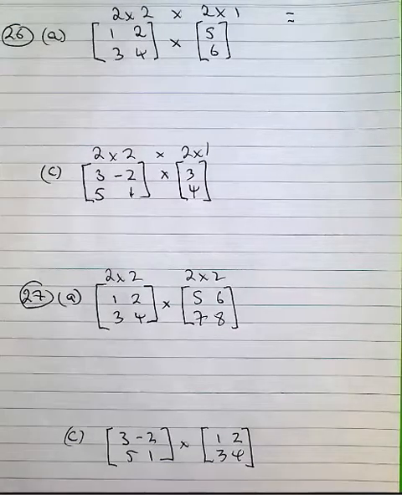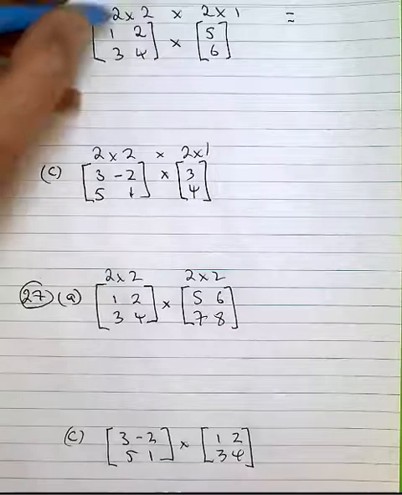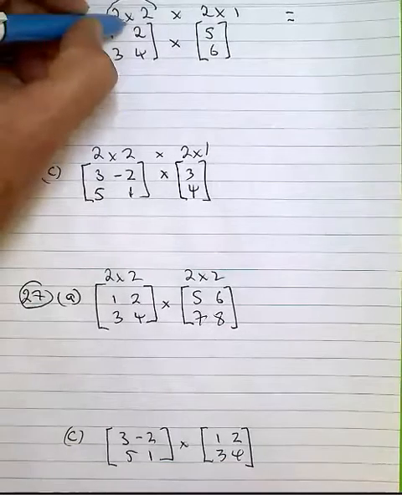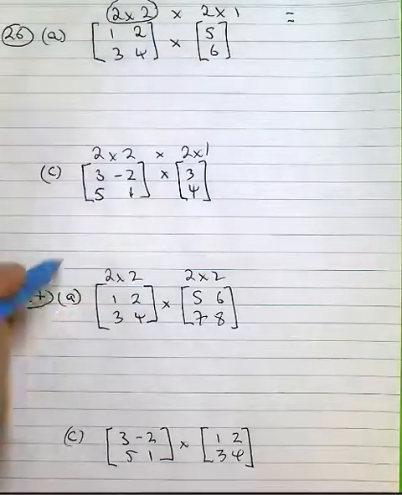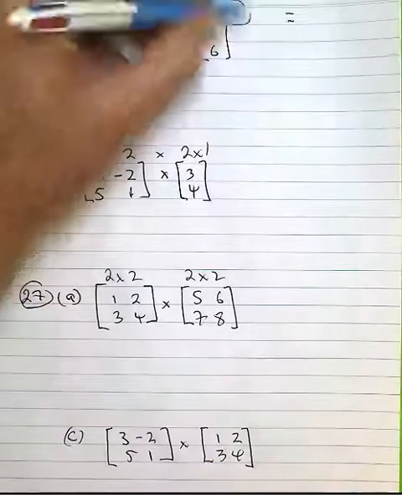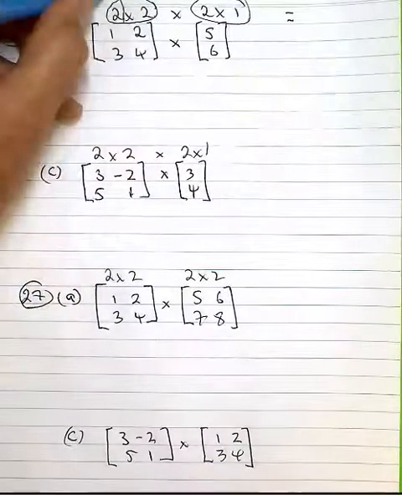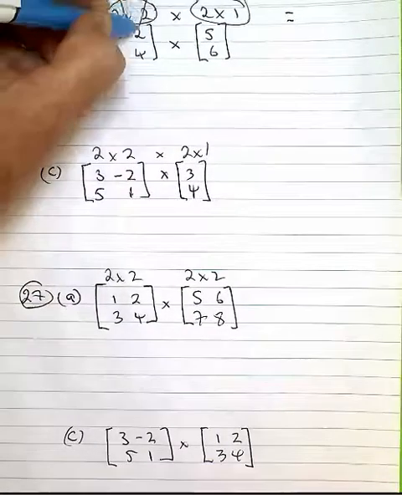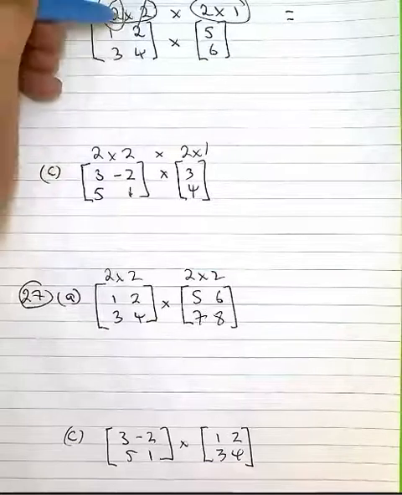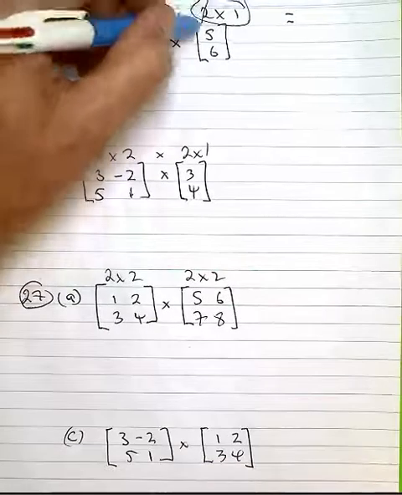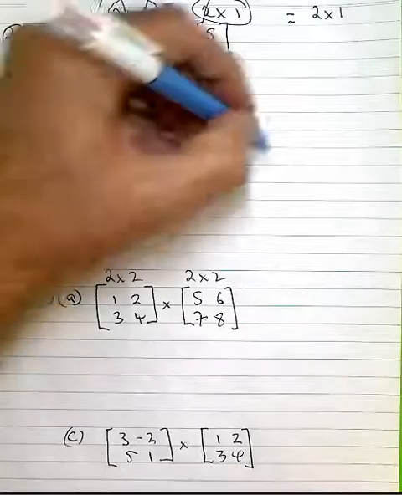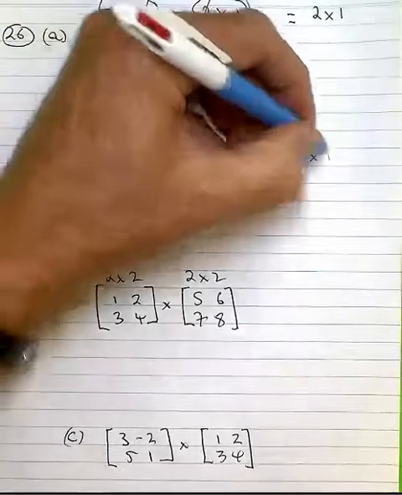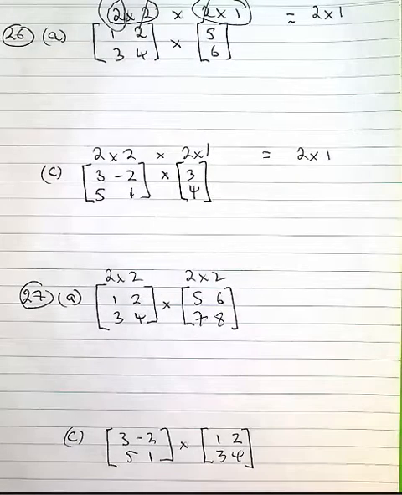There's a reminder on your formula sheet, and it would also pay to have an example on your formula sheet for assessment purposes. First thing you notice is that the order of the first matrix in 26A, and indeed C, is a 2 by 2. The order of the second one, 2 by 1. Because the column of the first matrix corresponds to the row of the second, we will have a 2 by 1 product. So in both of those instances, we're going to have a 2 by 1 product.